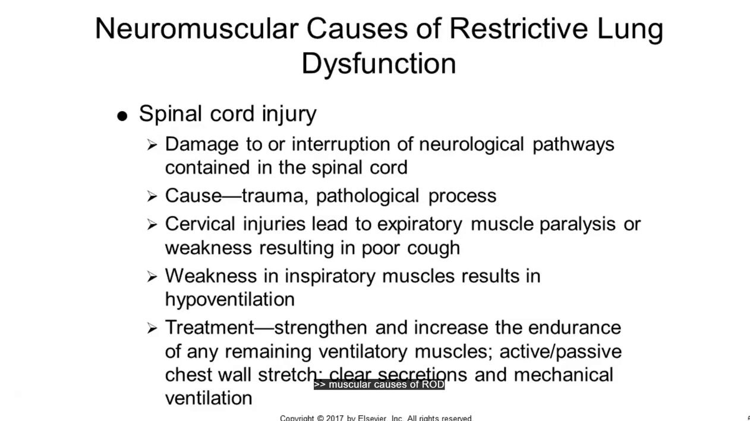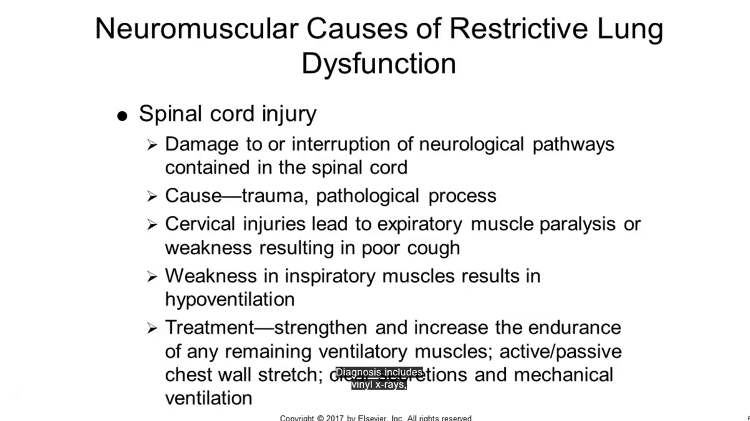Neuromuscular causes of RLD are spinal cord injuries, ALS, Guillain-Barré syndrome, myasthenia gravis, tetanus, and muscular dystrophies. Spinal cord injuries are either due to trauma or by pathology, and if in the cervical spine region can result in inspiratory and expiratory muscle paralysis and inability to cough. These result in hypoventilation, hypoxemia, and hypercapnia, and increased lung infections. Paradoxical breathing may occur if the diaphragm remains intact, but other muscles of breathing are paralyzed.